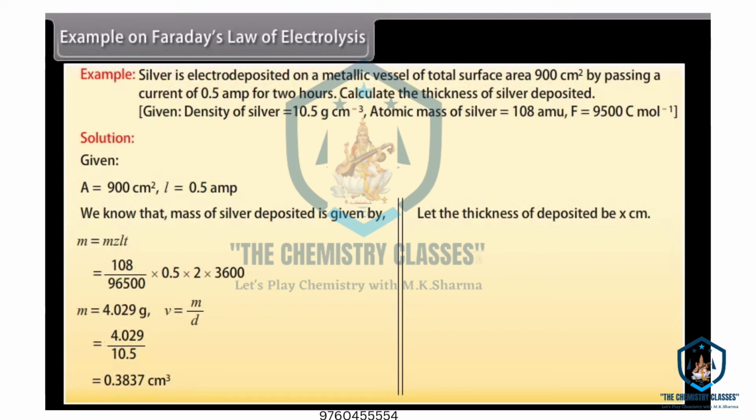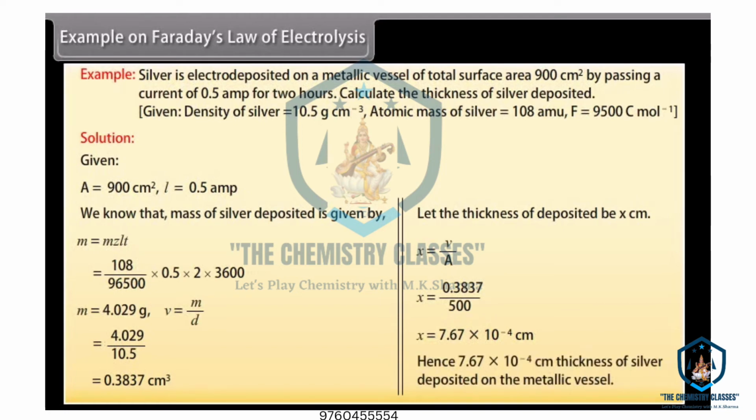Let the thickness of deposited be X centimeter. We know that X is equal to V upon A. By putting the values, we get X is equal to 7.67 into 10 raised to the power minus 4 centimeter. Hence, 7.67 into 10 raised to the power minus 4 centimeter thickness of silver is deposited on the metallic vessel.